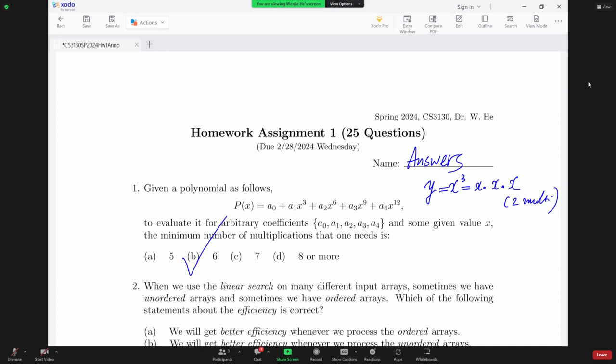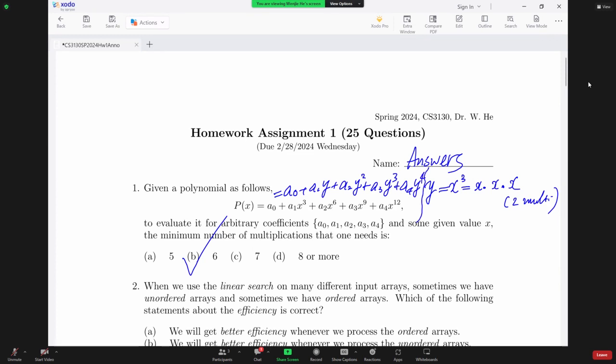So then, this polynomial, we can rewrite it as a0, a1y, a2y squared, a3y cubed, and a4y to the 4th.